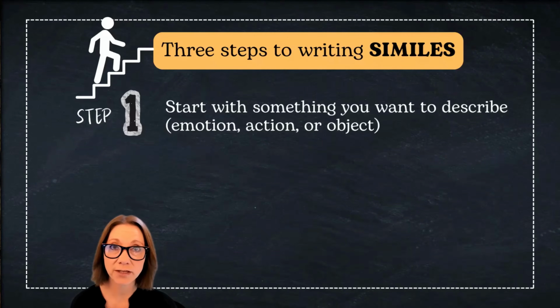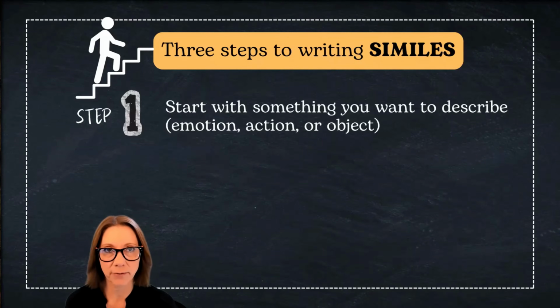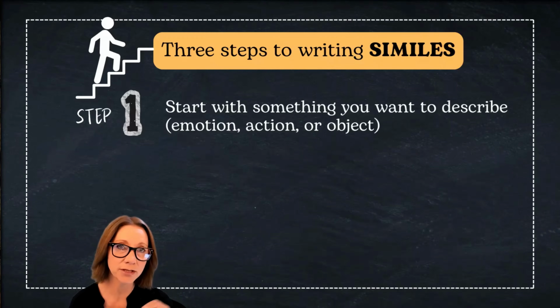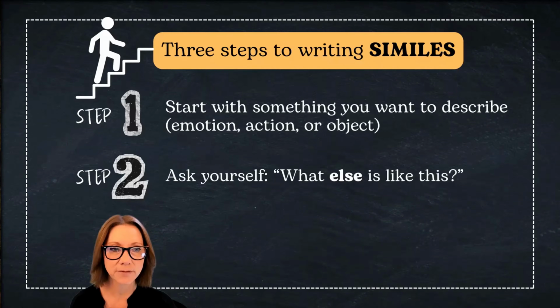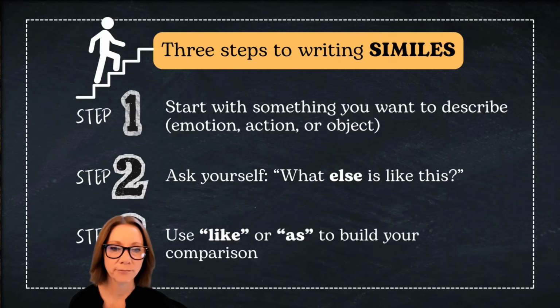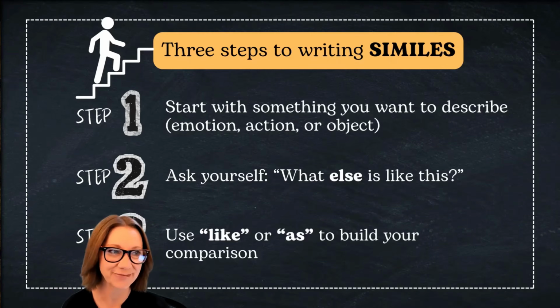The first thing you want to do is start with what you want to describe, obviously, right? So you're going to talk about an emotion, an action, a person, a thing. Step 2, what else is like this? So you think of their top quality, and then you think of something else completely different that also has that one quality. In step 3, use like or as to build the comparison.